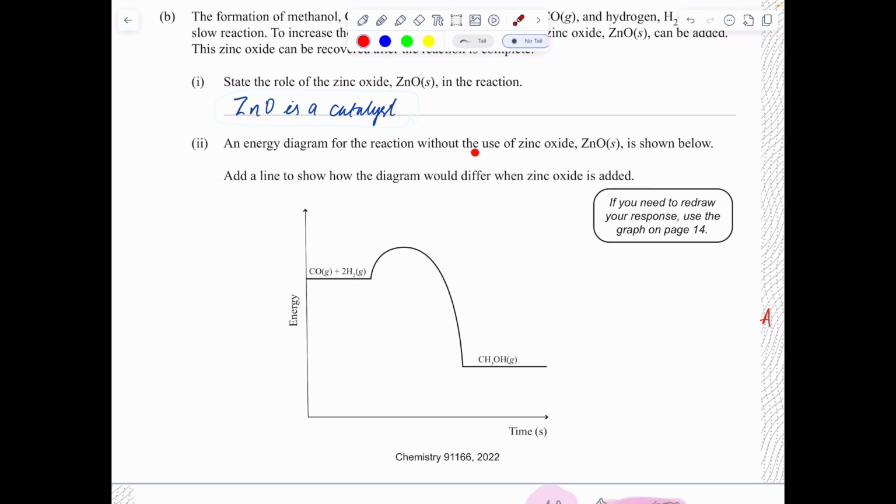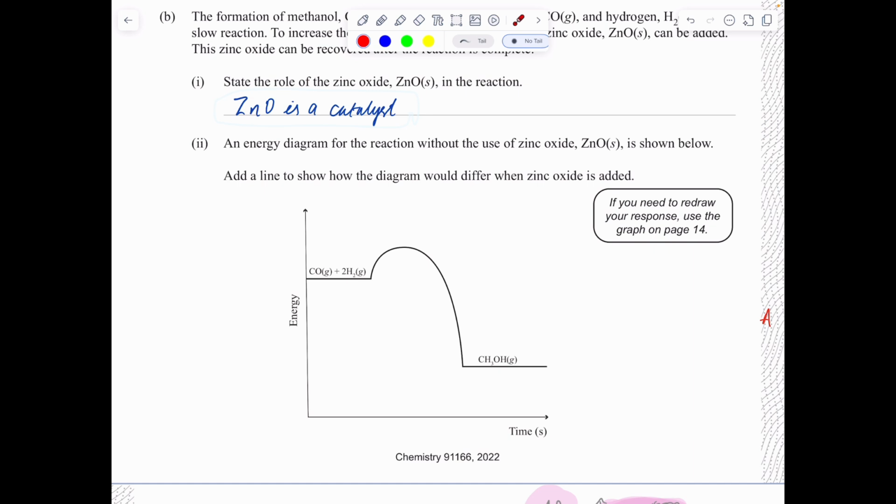An energy diagram for the reaction without the use of zinc oxide is shown below. Add a line to show how the diagram would differ when zinc oxide is added. So, we've already established zinc oxide is a catalyst. So what do catalysts do? Correct, they offer an alternative pathway that has a lower activation energy threshold. What is activation energy? It is the minimum amount of energy needed for a reaction to happen.